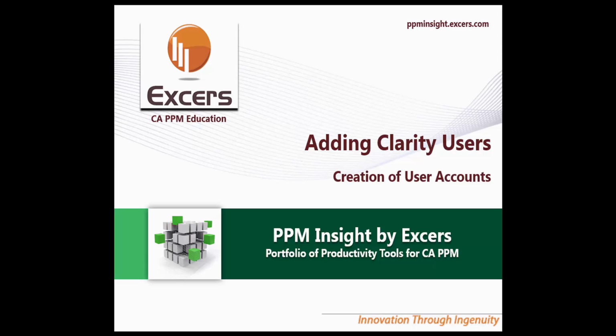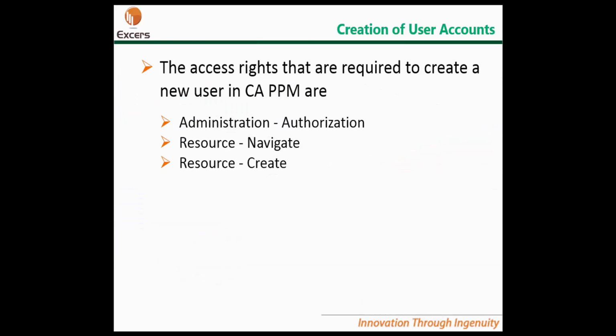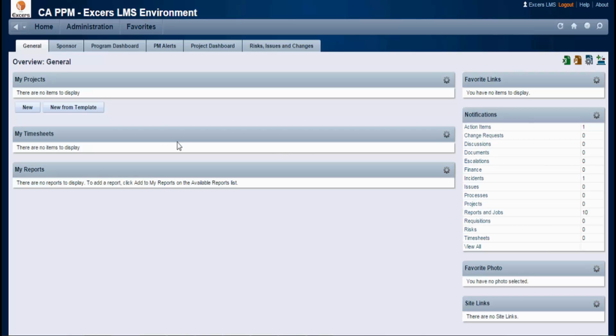In this video, we will demonstrate the creation of user accounts in CAPPM. The access rights that are required to create a new user in CAPPM are administration authorization, resource navigation, and resource create. While resources can be created in two ways, the best practice is to create the user account from the administration menu. The second method is to create the resource from the home menu.